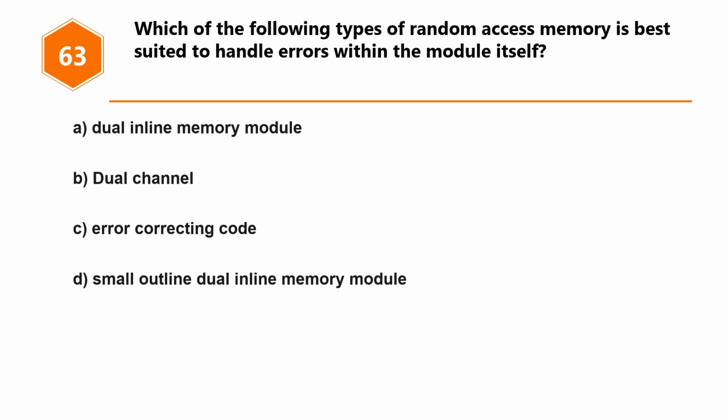Question 63. Which of the following types of random access memory is best suited to handle errors within the module itself? Option A, Dual Inline Memory Module. Option B, Dual Channel. Option C, Error Correcting Code. Option D, Small Outline Dual Inline Memory Module. The correct answer is option C, Error Correcting Code.